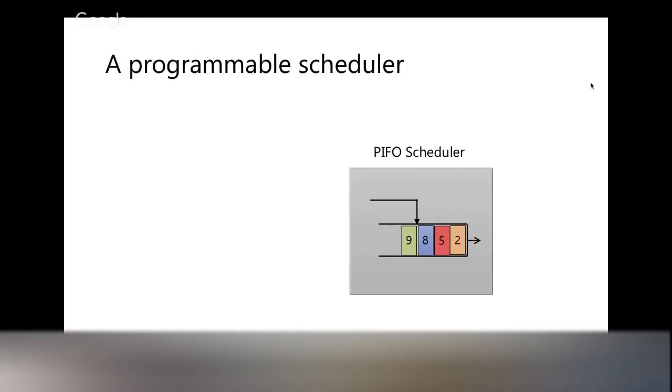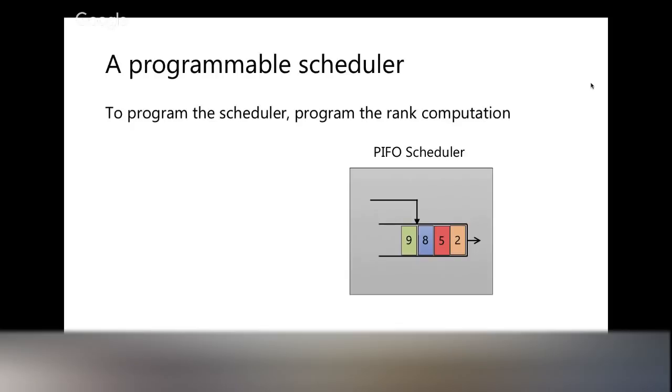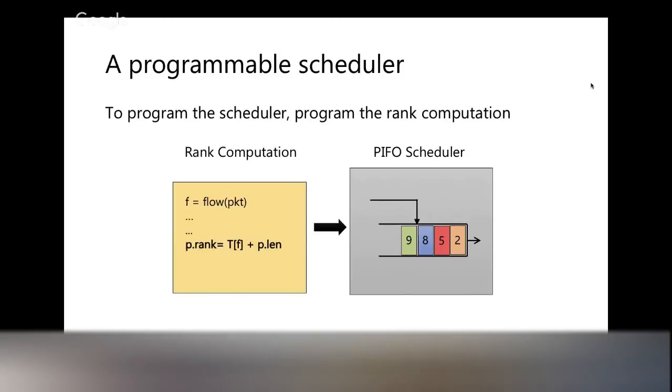So how do we build a programmable scheduler on top of a PIFO? Really, the only thing that you can program in the scheduler is the way the ranks themselves are computed. The part of pushing a packet into a particular location based on the rank and generally just keeping the array sorted by rank is not programmable in any sense. It's just fixed.